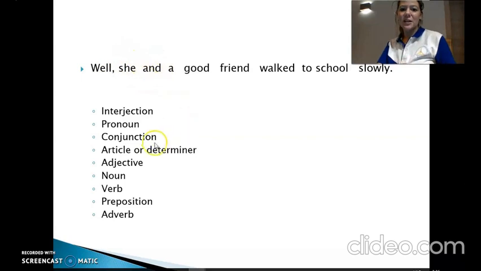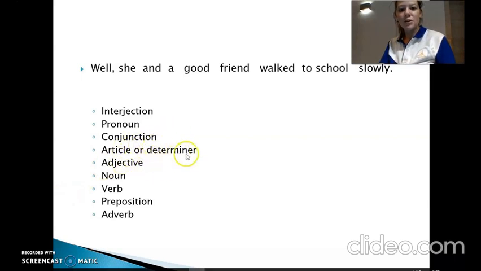And is an example of a conjunction. A conjunction is what you use to connect sentences with, or two ideas with. So for instance, the ideas are she walked to school and a friend walked to school, and the and is the conjunction between those two ideas. So to connect two ideas or two sentences.